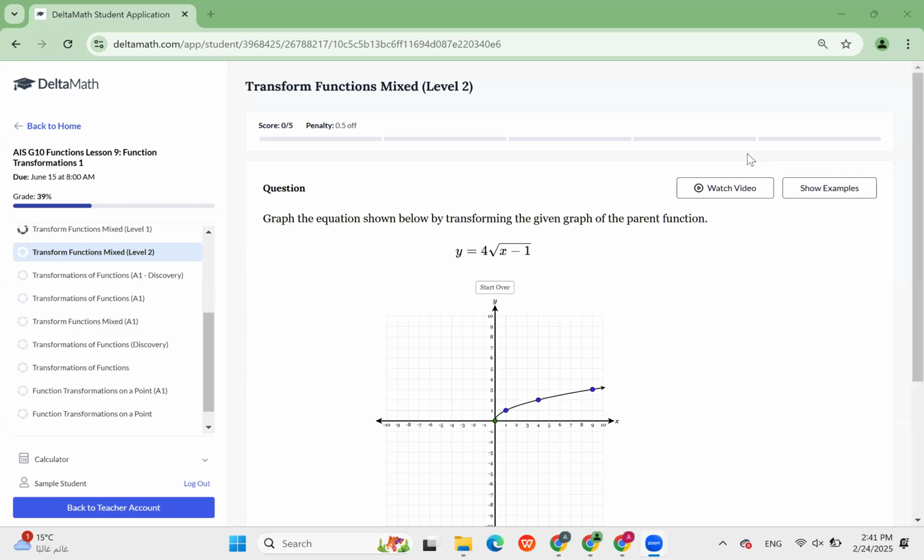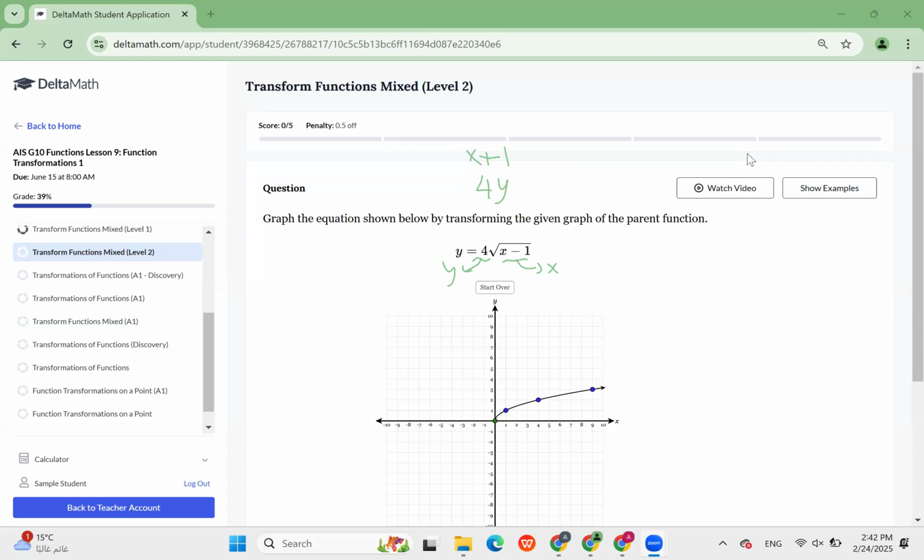In this video we shall discuss transforming functions level 2. In this question, we have two changes apparent. We have a change inside the root, and a change outside the root. This change affects the x, and this change affects the y. For x, we do the opposite of what we see, so x minus 1 becomes x plus 1. For the y, we do exactly what we see, so we get 4y.